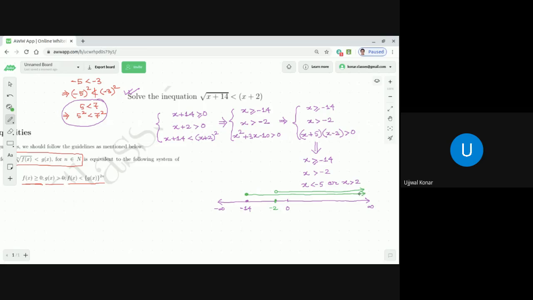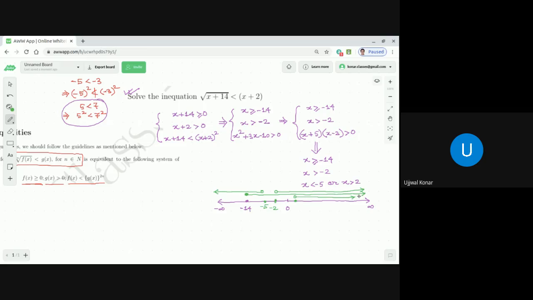Correct? And the third one is that x is either less than minus 5 or greater than 2. So where is minus 5? Minus 5 will be somewhere here. So less than minus 5 means what? Open interval. It goes like this. Correct, no, dear students? And greater than 2. Greater than 2 means what? Here it is 2. 2 will be here, no? So greater than 2 will be something like this. Open interval here. And it goes towards the right.